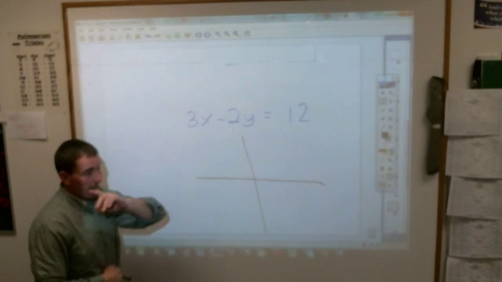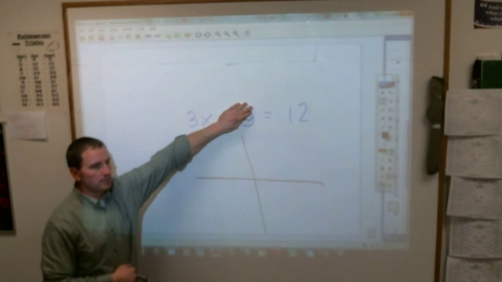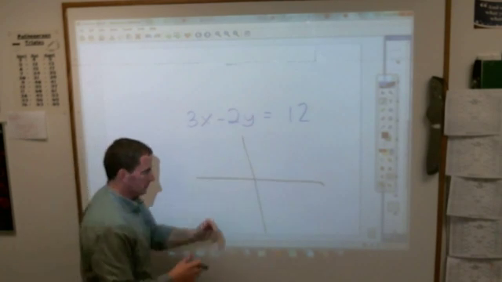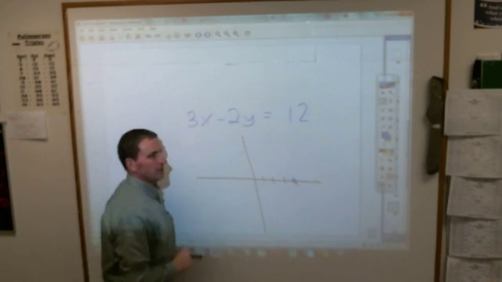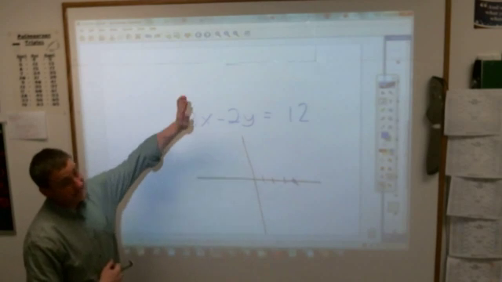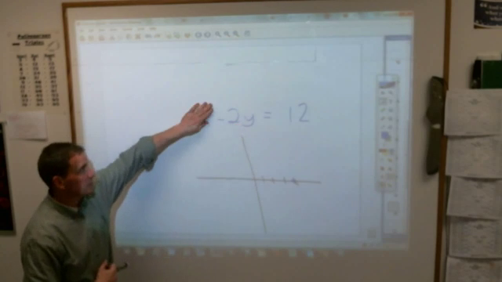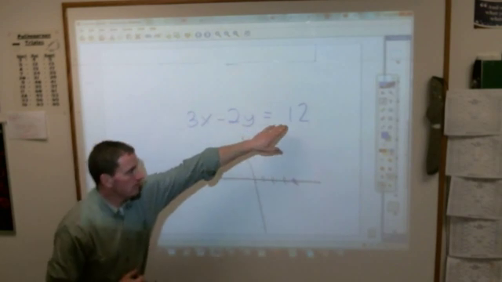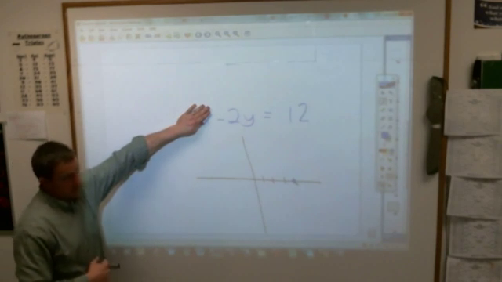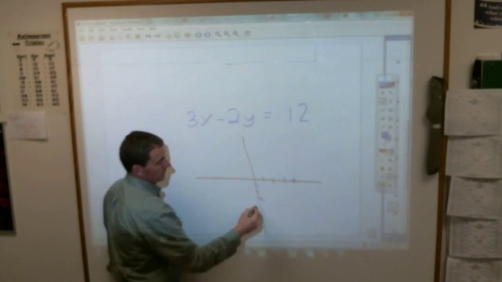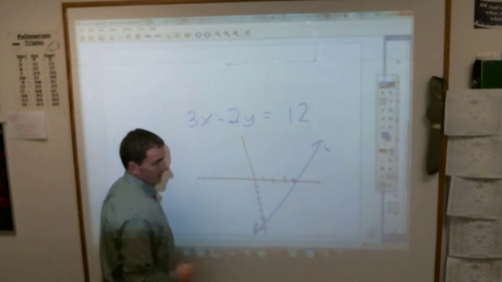It doesn't change things for the x, because if I put 0 in for y, if 3x equals 12, what does x equal? 4. So I know it crosses the x-axis at 4. Change colors. Here's where you have to be careful. If I put 0 in for x, this is not a plus 2y that equals 12, it's a negative 2y that equals 12. If I take 12 and divide it by negative 2, y equals negative 6. So negative 1, 2, 3, 4, 5, 6. There's negative 6, and that's the graph of that line.